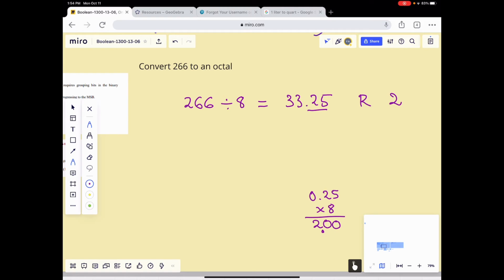Then you say 33 divided by 8 equals 4, and you get 4.125. 33 divided by 8, the answer is 4.125.